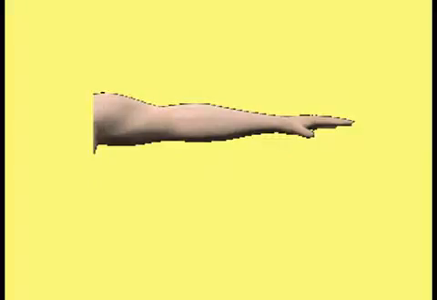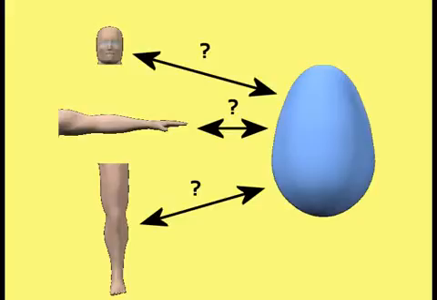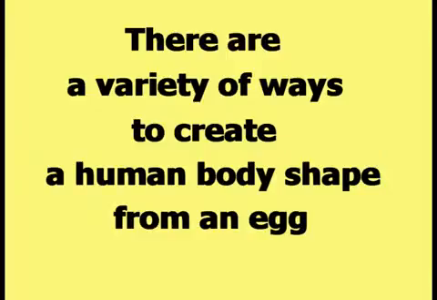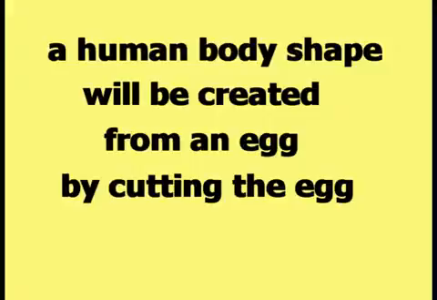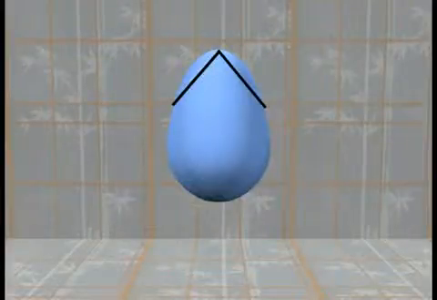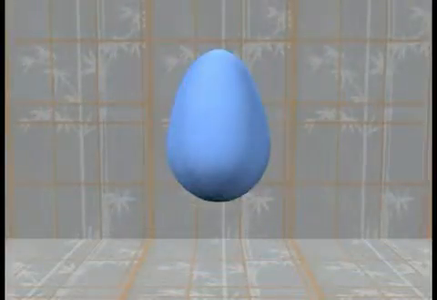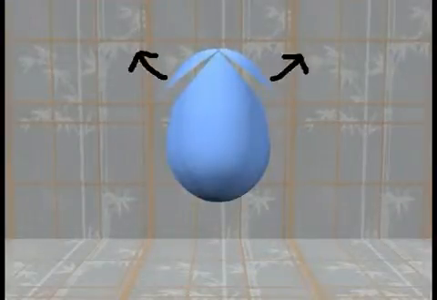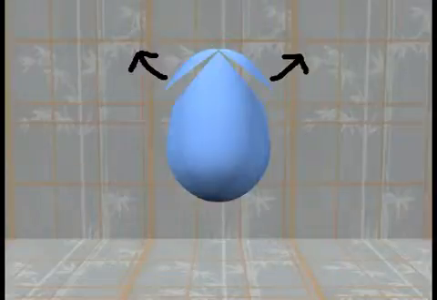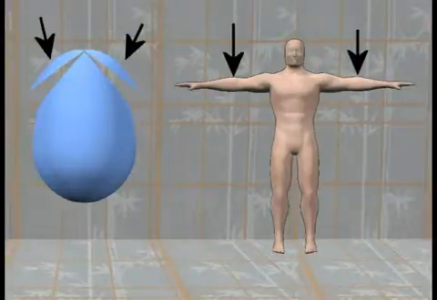How could an arm, a leg, or a head be created from the egg? There are a variety of ways to create a human body shape from an egg. To make the point of this video, a human body shape will be created from an egg by cutting the egg, then manipulating the cut parts of the egg. The first two cuts are made in the upper part of the egg. The lower part of each cut section is then rotated out away from the egg. These rotated cut sections of the egg represent the arms of the human body.